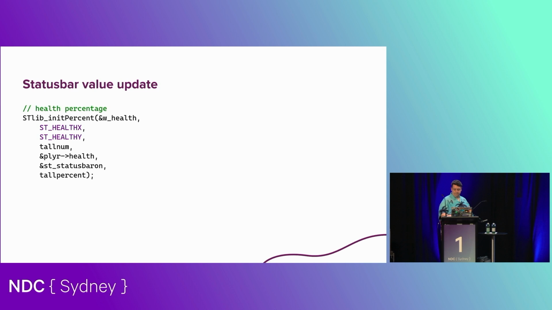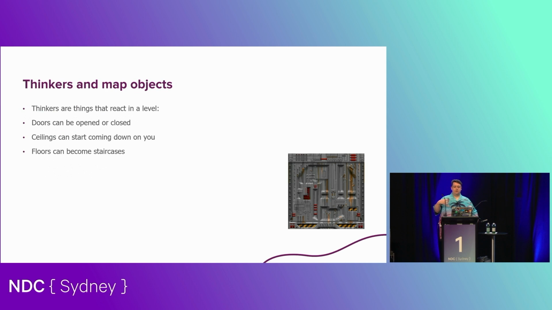All right. Now, of course, there's still not a lot happening in our game. We have a status bar, but there's nothing reacting yet. So Doom has a thing called thinkers and map objects. And thinkers are things that react in a level.